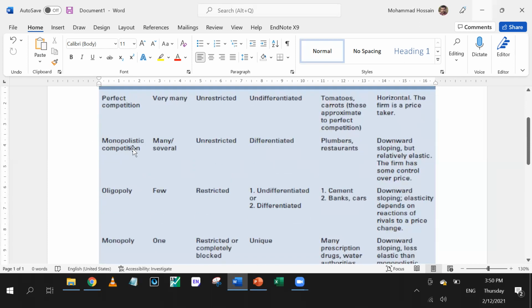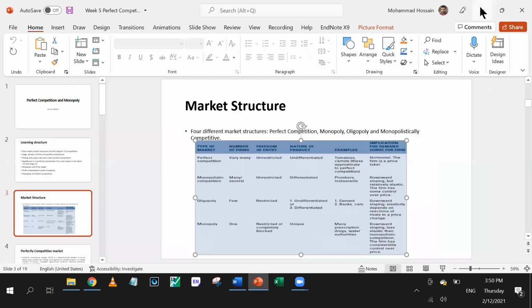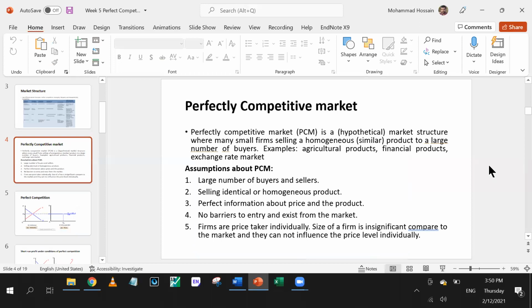These two, monopolistic competition and oligopoly, I will talk about when they come up. We'll talk about imperfect competition next week, I believe. Let's move on. That's our defined market structure.